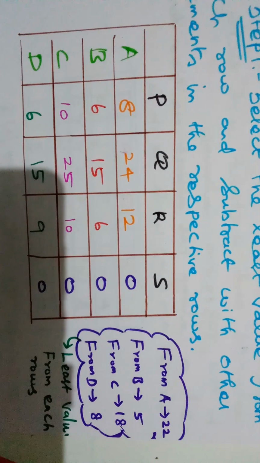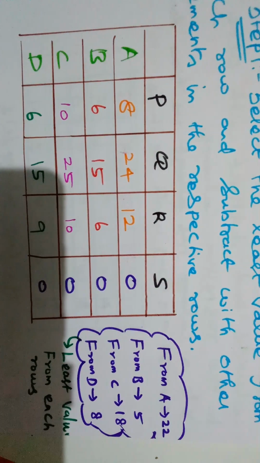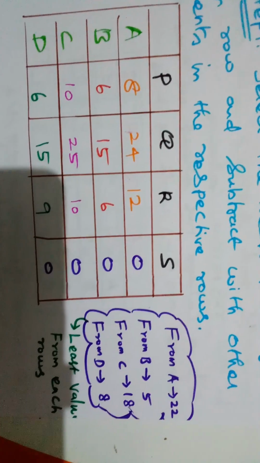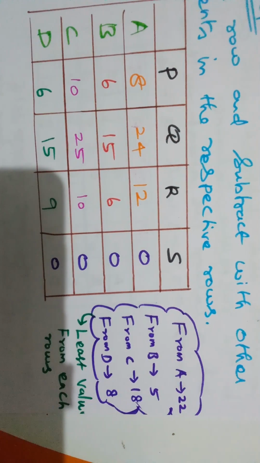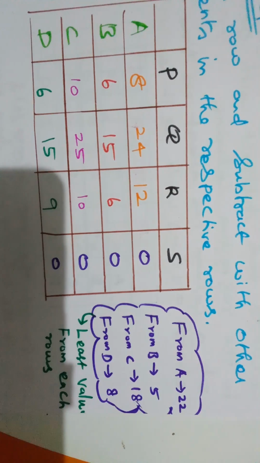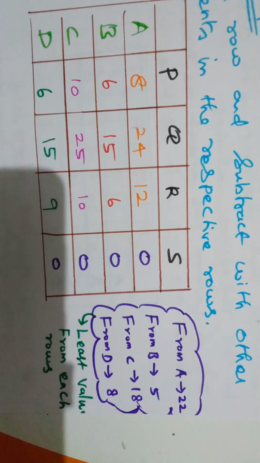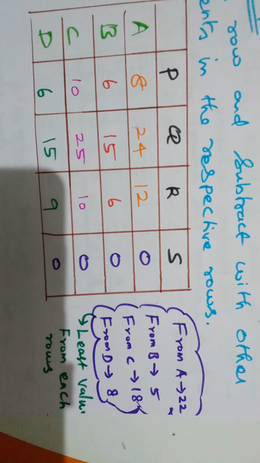For example, we can take 22. 22 is the least value from the first row. From the second row it is 5, and then 18 from the third row, and 8 is the last row. That is A, B, C, D. So I'm going to select these values and then subtract it from itself as well as the other elements.